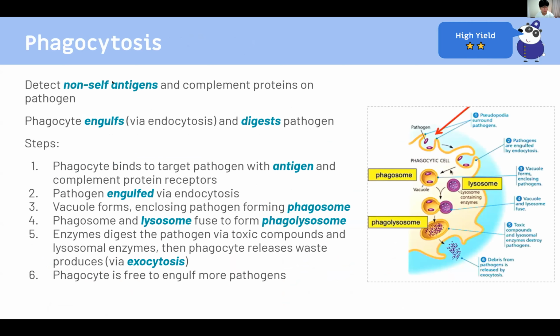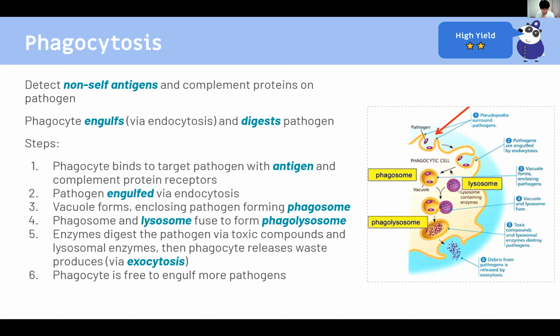All right, so now we're going to talk about phagocytosis. We've talked about phagocytes, which are cells that engulf and digest pathogens, and that is basically the act of phagocytosis. So what happens is we detect non-self antigens and complement proteins on pathogens. And then phagocytes engulf this via endocytosis and digest the pathogen. I'm hoping you know what endocytosis means, but it's basically when we get something extracellular and bring it inside.